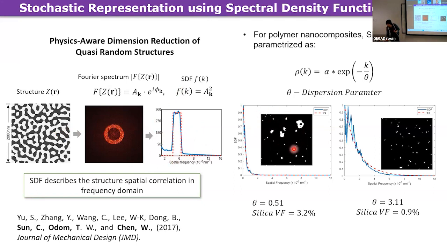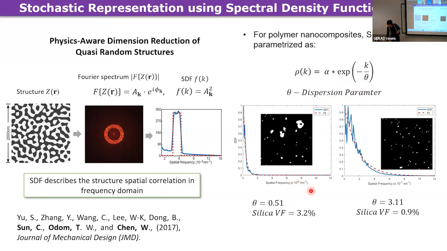And for this nanodielectric material, these are images from my collaborator. Her lab can actually make those materials. We change different process conditions, but no matter how you change them, there's an underlying signature of the material system that can be captured by this spectral density function. In this case, we find an exponential spectral density function with two variables: theta, which we call the dispersion parameter, and k, a constant, plus the volume fraction.